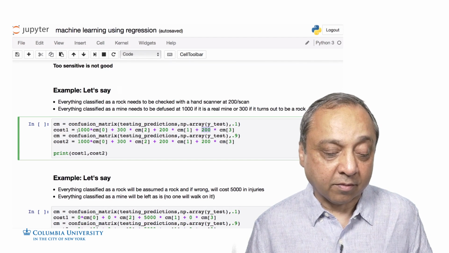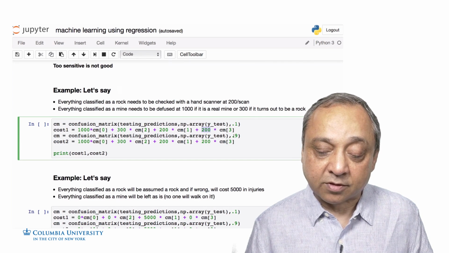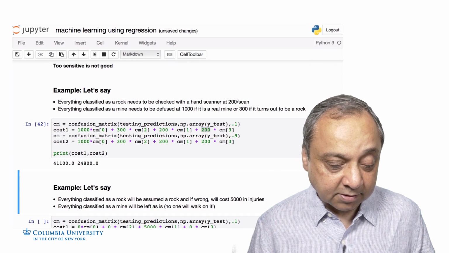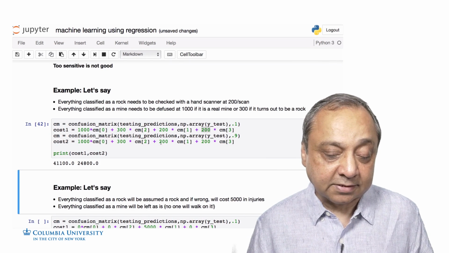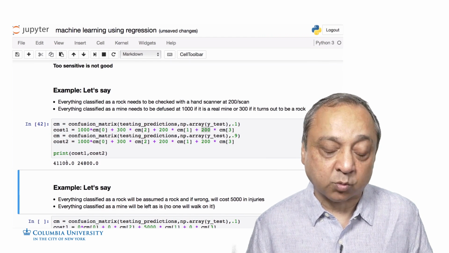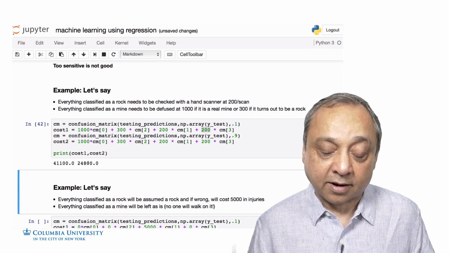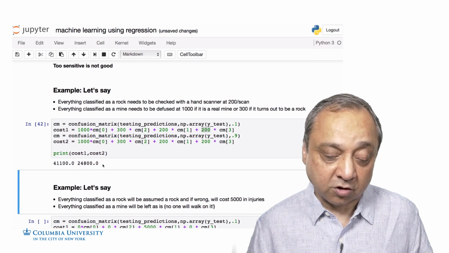So that gives us a cost for 0.1, and then we can run the same thing for a threshold of 0.9 and see what we get. So we get a cost here that says at 0.1 it costs us $41,100 on our training sample, and at 0.9 it costs us $24,800.